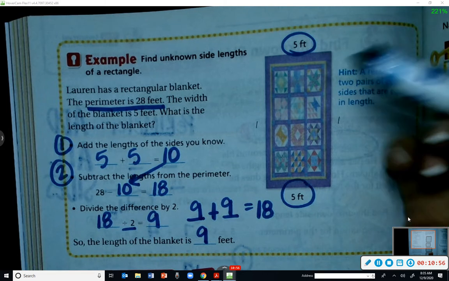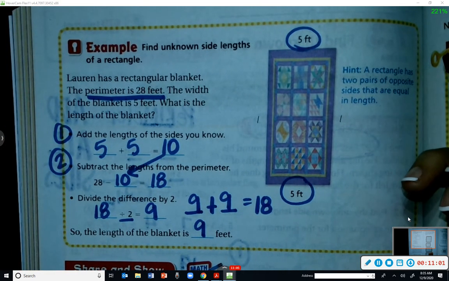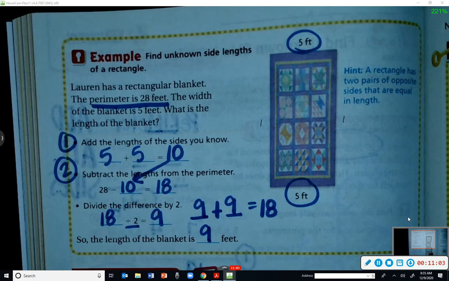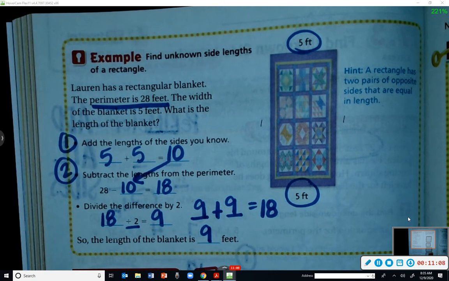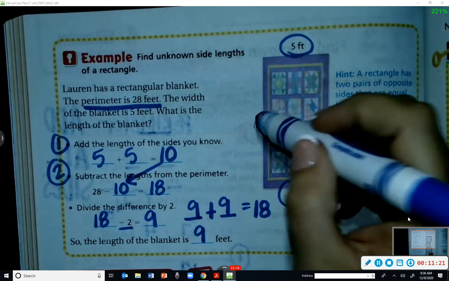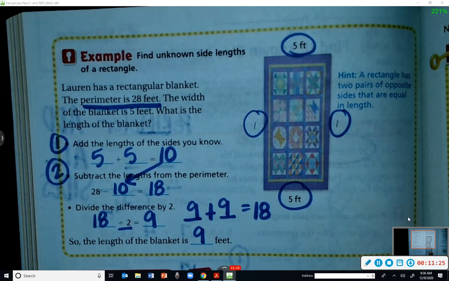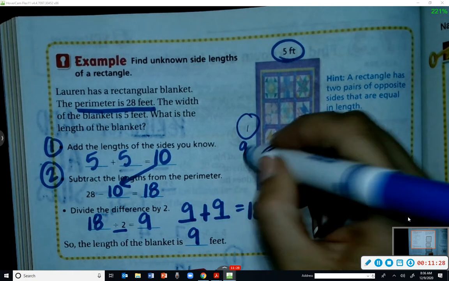Okay, I'm going to give that a second to soak in. Everybody got that written down? Okay, so we did the same two things. We added the sides we know, and then we subtracted that from the perimeter. There's just one extra step on a rectangle. You then have to take that number and split it in half because you have actually two missing sides. So this would be 9 and this would be 9.